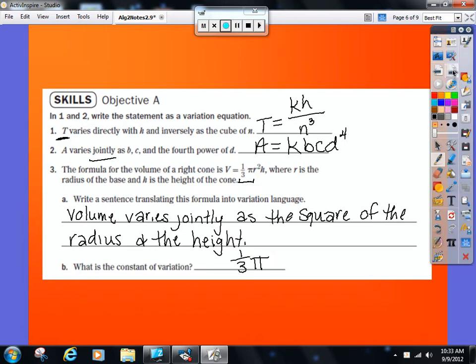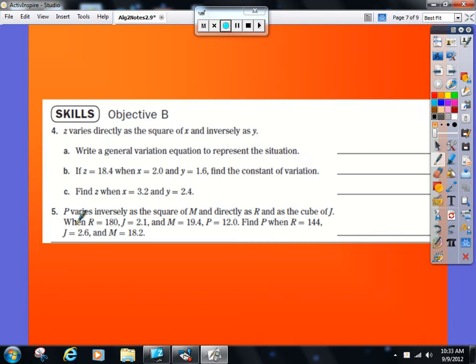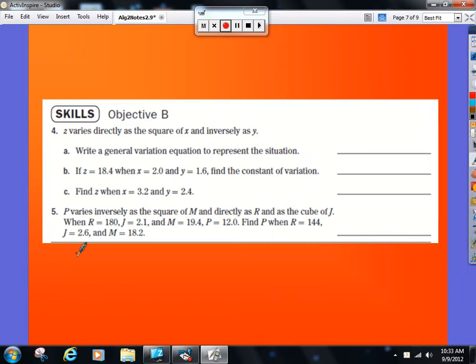Alright, moving right along. This time we're actually in the business of finding values. We're going to be plugging some things in, finding some K values. Okay, Z varies directly as the square of X and inversely as Y. This is combined because the words direct and inverse both show up. So we're going to write a general variation equation first, and then I'll give you the answers after that.